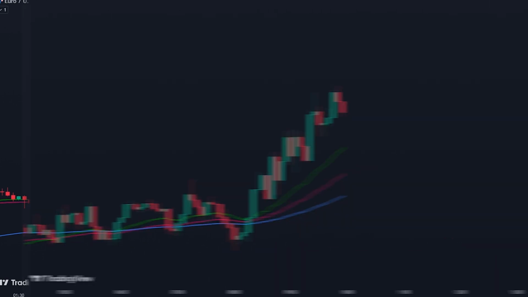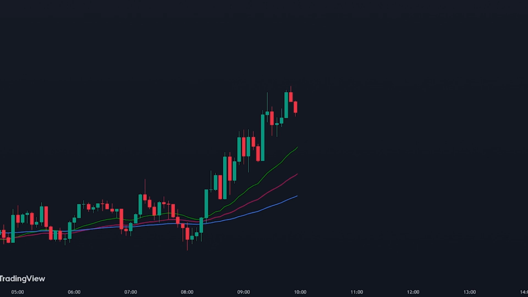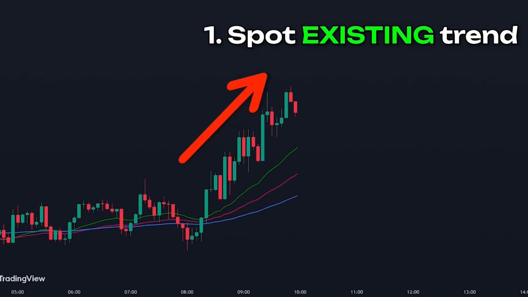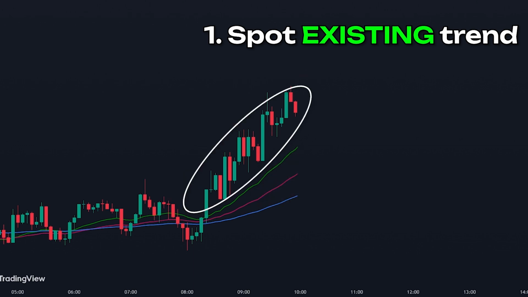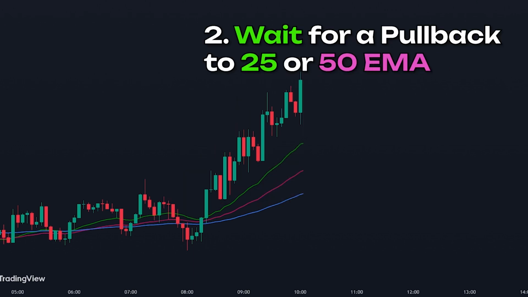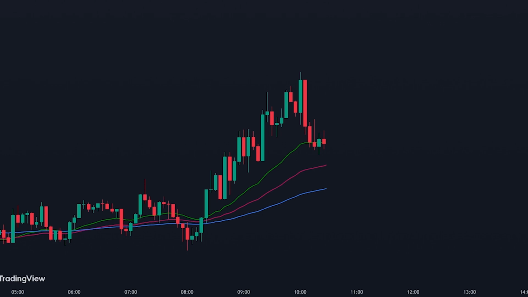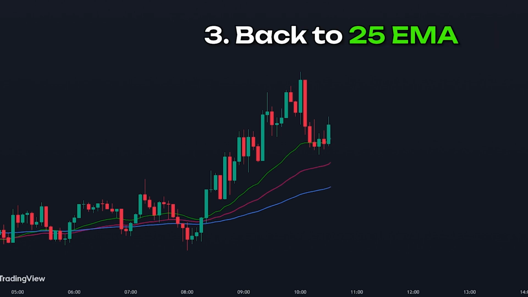Let me give you an example. In this chart, we've identified an ongoing uptrend, highlighted by the upward movement of all three EMAs, with candles situated above them. Following this, patiently wait for the price to experience a pullback towards the 25 or 50 EMA, setting the stage for our entry setup. The next step involves waiting for the price to revisit the 25 EMA. Once this occurs, you are taking a buy position here.